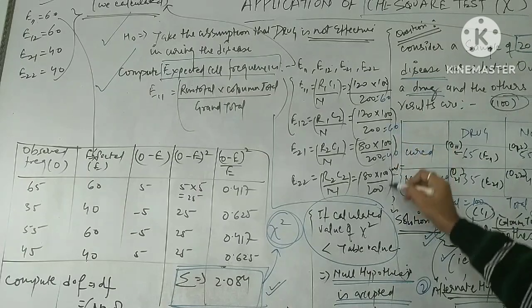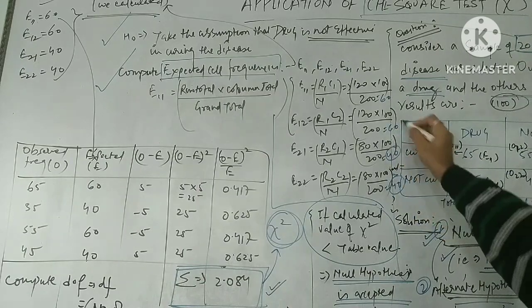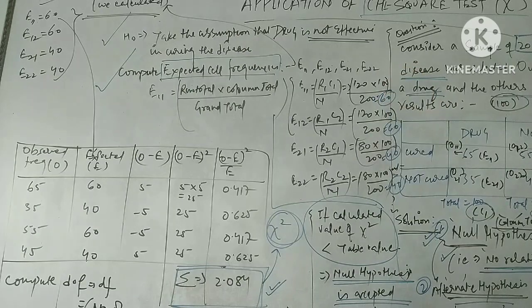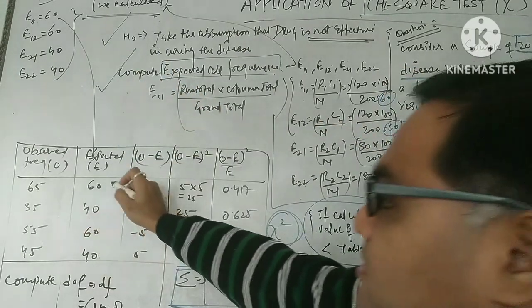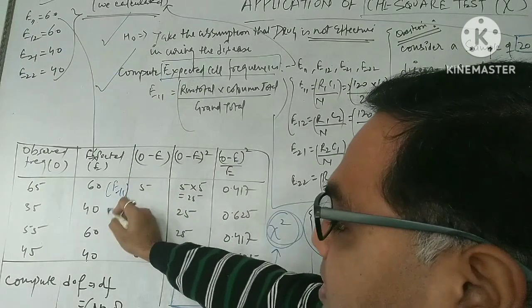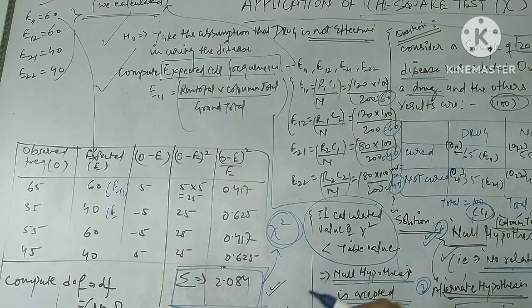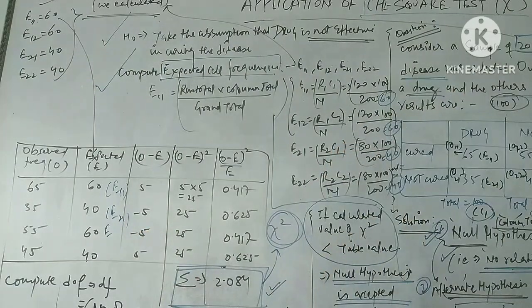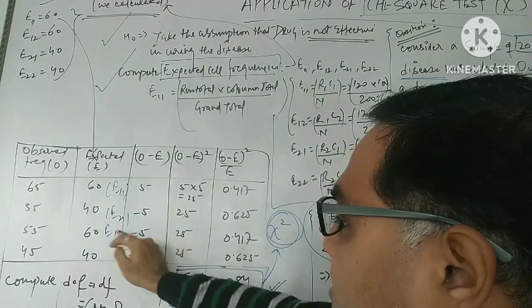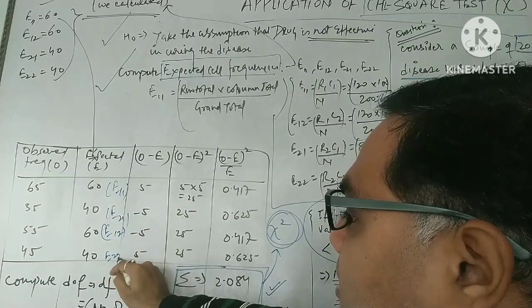This is arriving to 40, and this is also arriving to 40. Okay, these data have been written. So for subsequent cells, for E11, for O11, we have computed E11. This is written E11, this is written E21, this is written E12, and this is written E22.